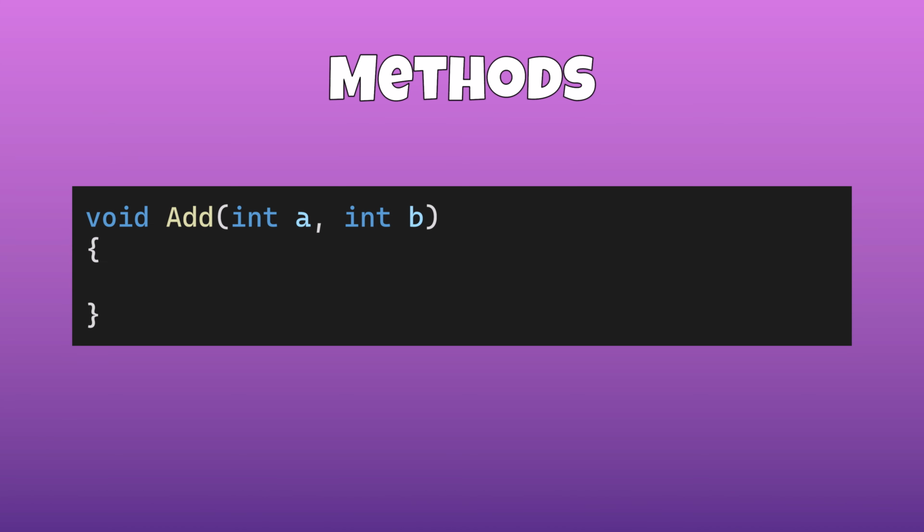Methods can also return a value. To do this, you need to specify the type of the returned value. Here, the void keyword used so far means that the method does not return a value. You can replace it with the type of your choice. For example, here, I can specify that our add method must return a value of type int.